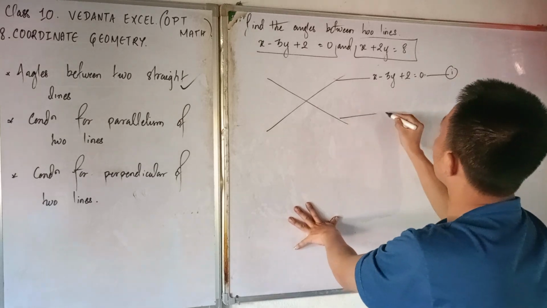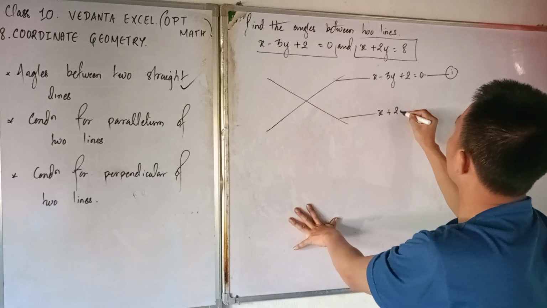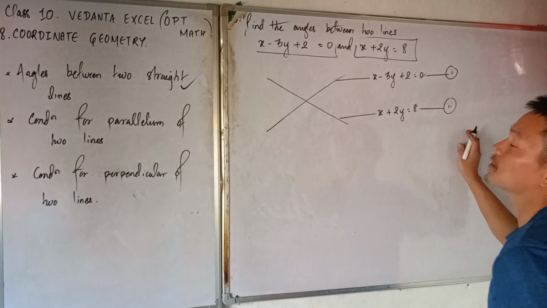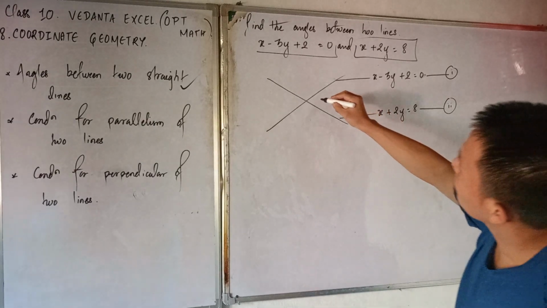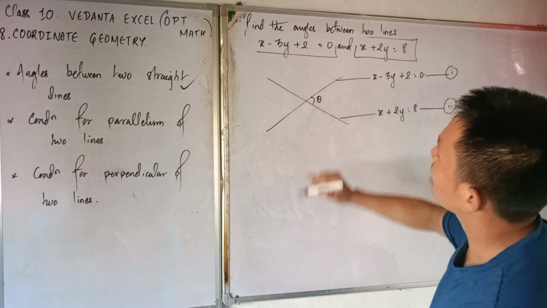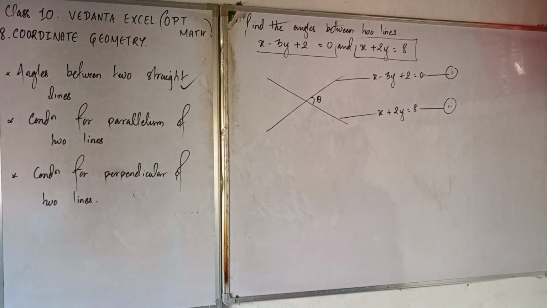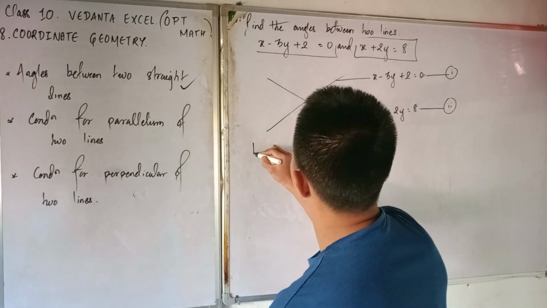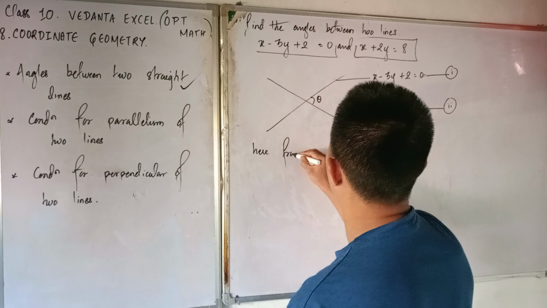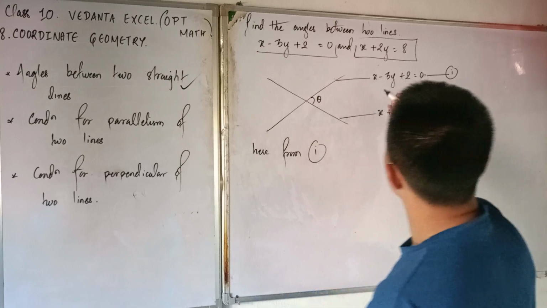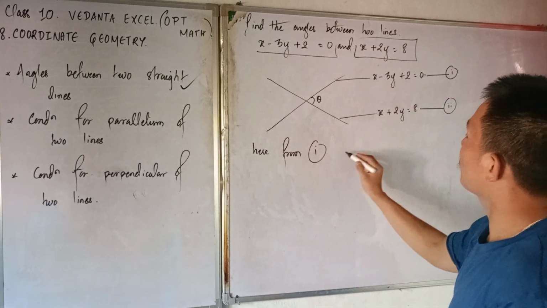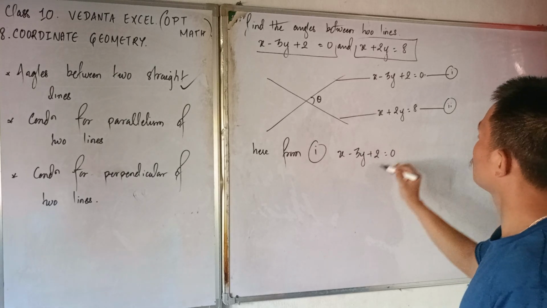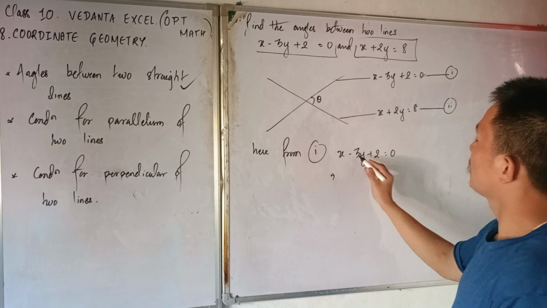And another line we have x plus 2y equals 8. You consider this double line. These are the two lines, and you have to find the angle between those lines, that is represented by theta. So what you can do is, from I, in I we have x minus 3y plus 2 equals 0.